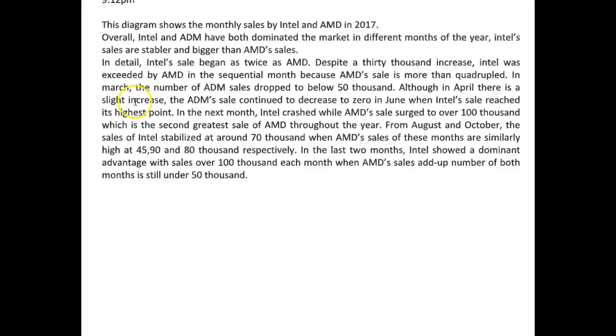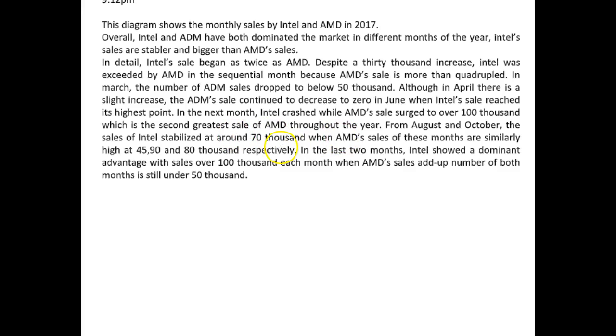Okay. In March, capital M, the number of AMD sales, AMD, dropped to below 50,000. Okay, fine. Although in April there is a slight increase, AMD's sales continued to decrease to 0 in June, when Intel's sales reached their highest point. What's that figure? I need to know. It's the highest point in the entire chart. I should be aware of it. In the next month, Intel crashed. It did? In July? Oh, yes, it did. Okay. While AMD's sales surged to over 100,000, which is the second greatest sale of AMD throughout the year.